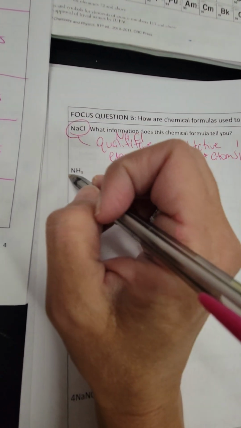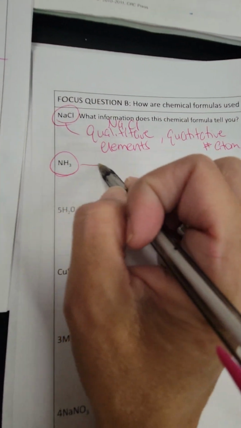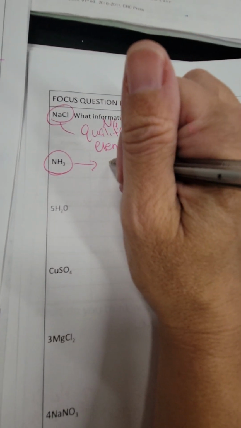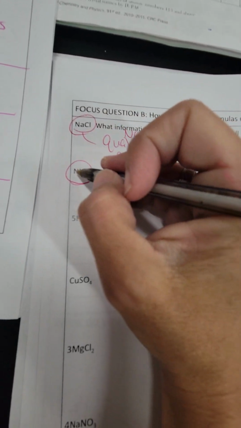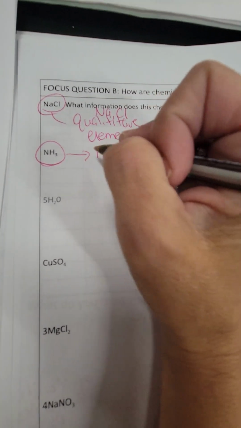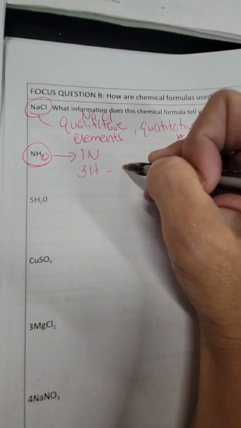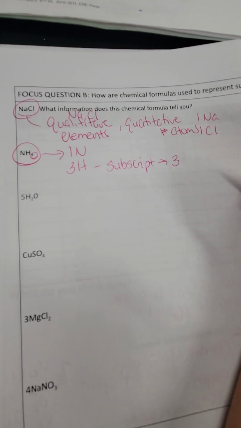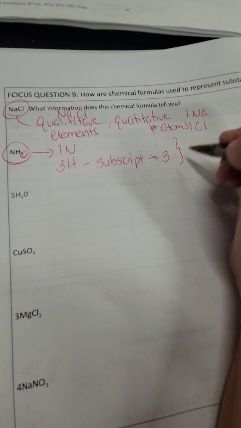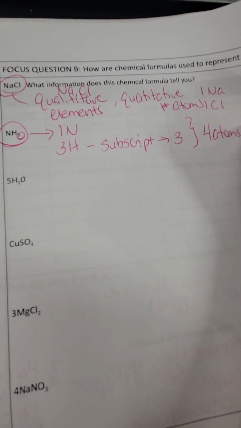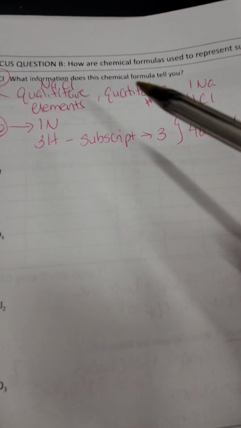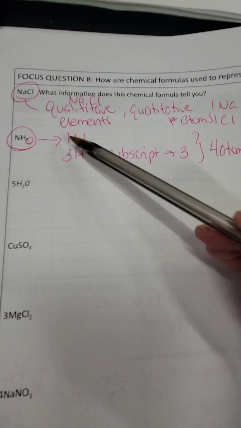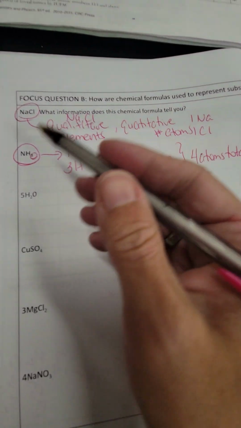Okay. All right, so if we look at NH3, it tells us that we have nitrogen and hydrogen. We have 1 nitrogen because there isn't anything there. We have 3 hydrogens. That little subscript tells us that we have 3 of the hydrogens. So in other words, we have 4 atoms total in that molecule. Okay, so 2 different elements, 1 atom of nitrogen, 3 atoms of hydrogen to make a total of 4 atoms to make this one compound. Okay. All right, we're going to skip this one for a minute.